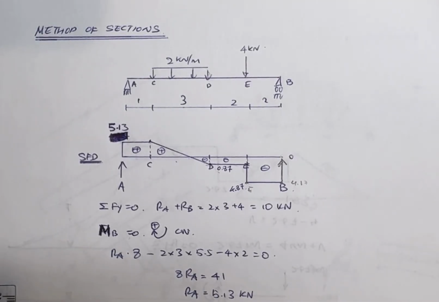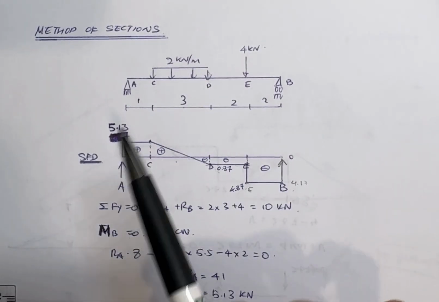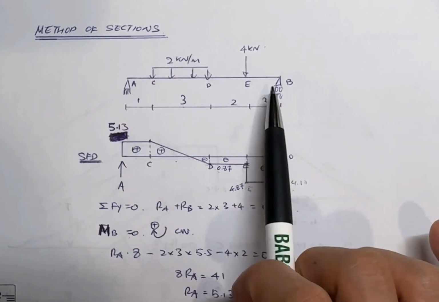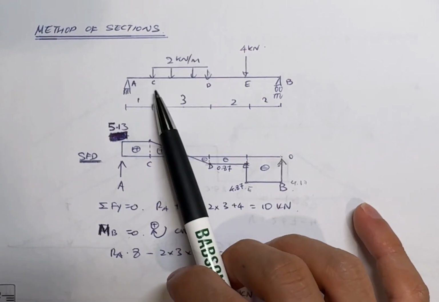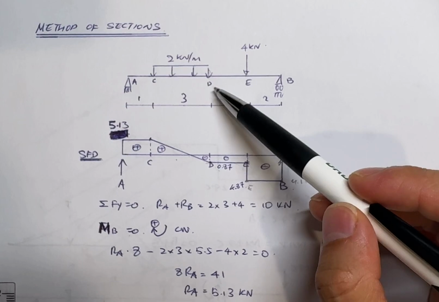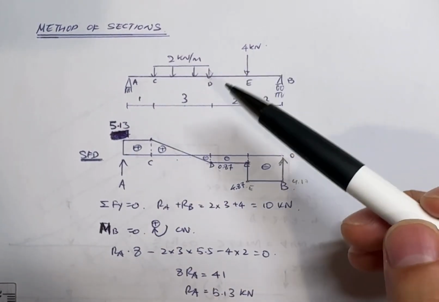Hi guys, in this video, let's recap the method of sections to solve the bending and the shear at a given point along the beam, particularly when you have a simply supported beam with multiple loading conditions, and it's difficult to solve the bending and the shear at a given point. So in this case, we can use the method of sections.